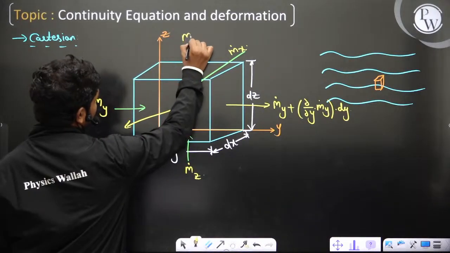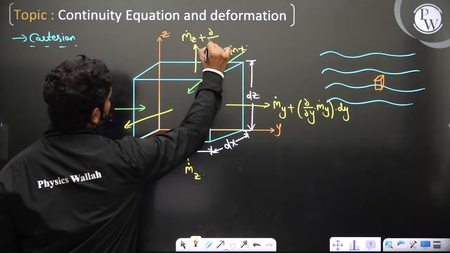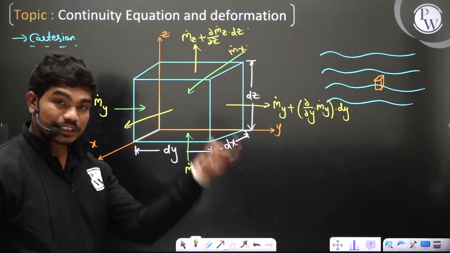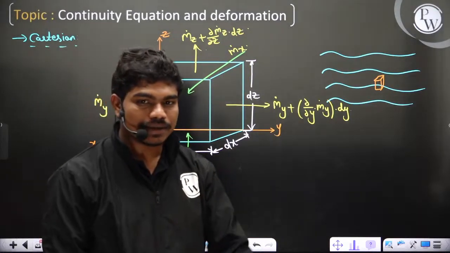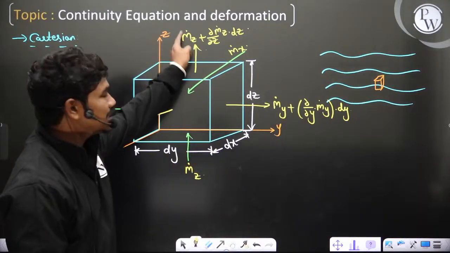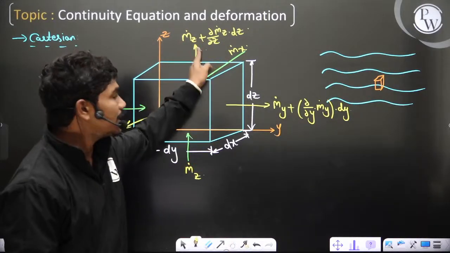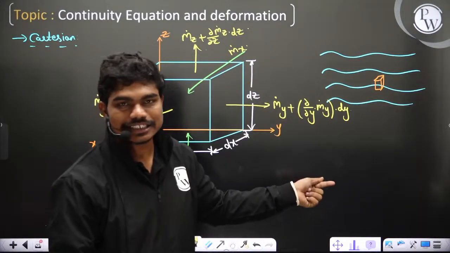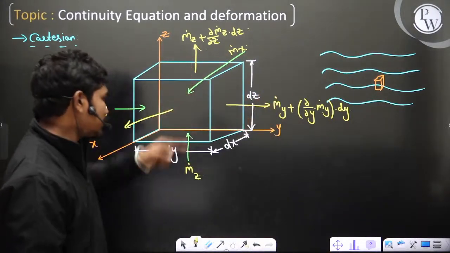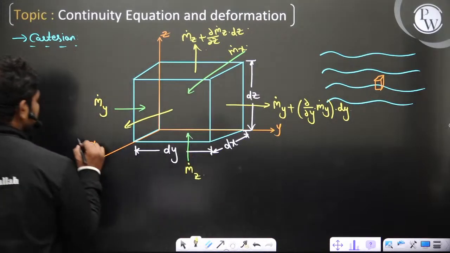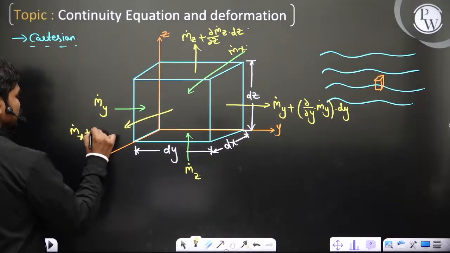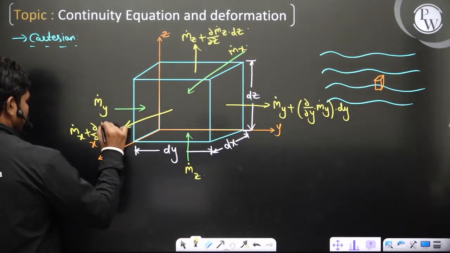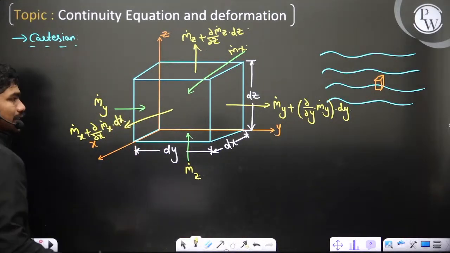Similarly, this is going to be m dot z plus dou by dou z of m dot z into dz. Like I have explained to you in the case of pressure, you remember using Taylor's first order: if something is changing, then the change in this quantity with respect to this dz is given by this expression, which is the first order Taylor series expression. When I was teaching you pressure gradients in hydrostatics, I showed you how these things come. And if this is m dot x, then this is m dot x plus dou by dou x of m dot x into dx. So this is what we have.